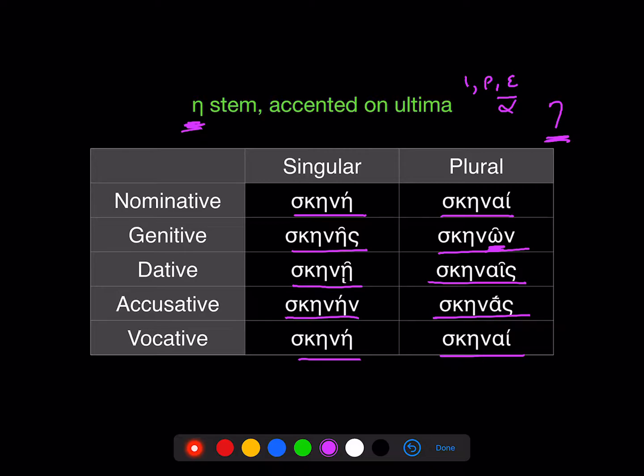Notice, because this wants to be accented over its ultima, that accent changes to a circumflex in the genitive and dative, singular and plural. Okay? And that's it. So first declension nouns, a couple of subgroups, long alpha and eta. And then we got to play with the accents a little bit too.